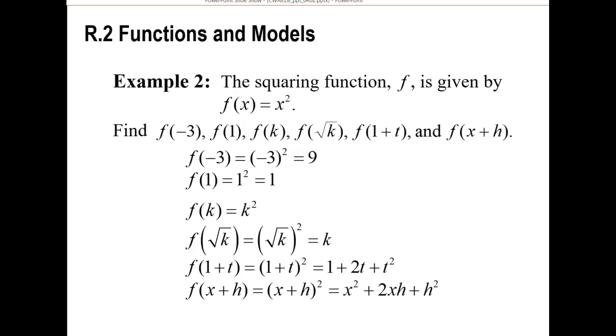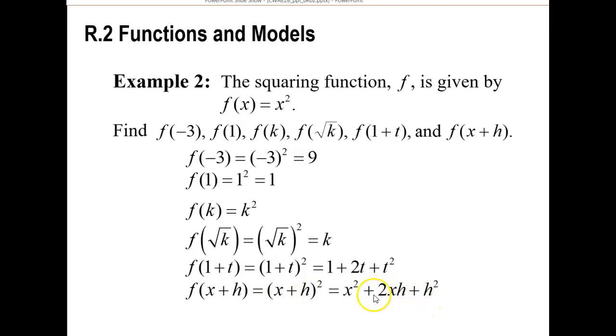And then f of x plus h is similar. X plus h gets squared. So x times x is x squared. X times h is xh. That's the outer and the inner. So you get 2 copies of xh. And then plus the h times h is h squared.